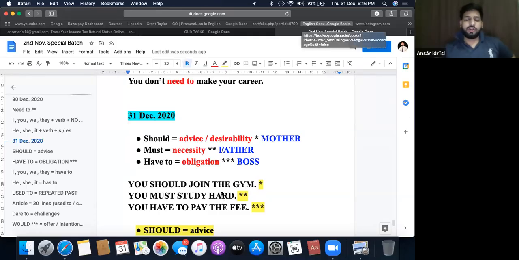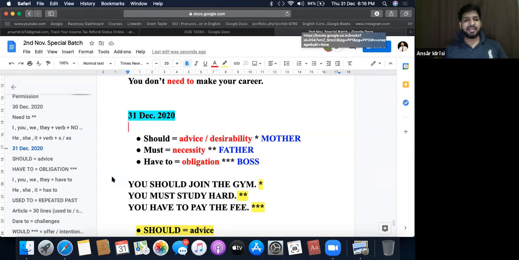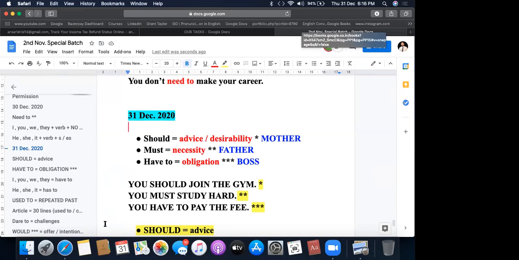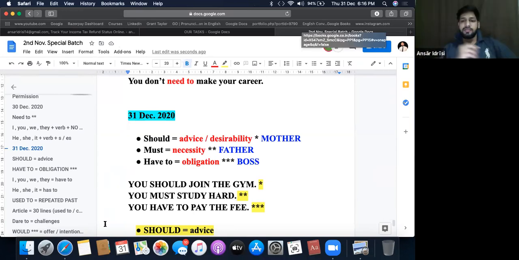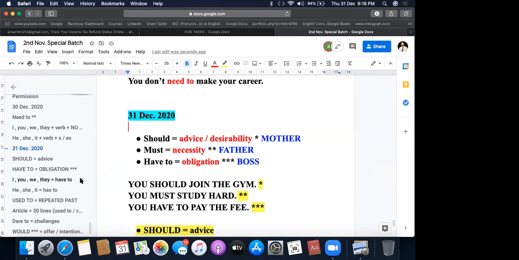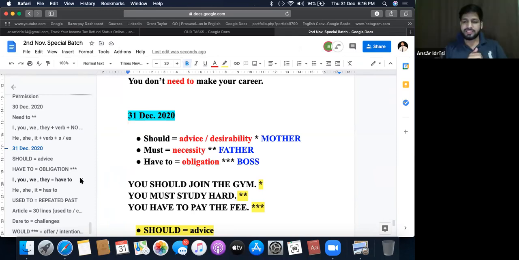So today is the fourth lecture we are going to have, according to our syllabus, of modal auxiliary verbs in English. First of all, we have finished with can, could, may, might, and need to. Ultimately, we have finished 5 modal auxiliary verbs. Today, I'm going to give you 3 modal auxiliaries together. I'll be explaining the 3 modal auxiliaries, with sentences for each. So today, I'm going to show you 3 most important modal auxiliary verbs in English.